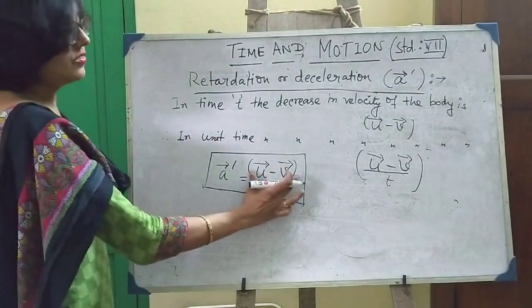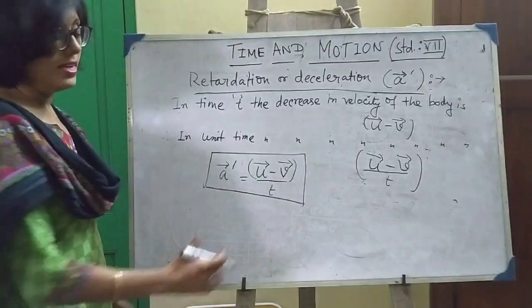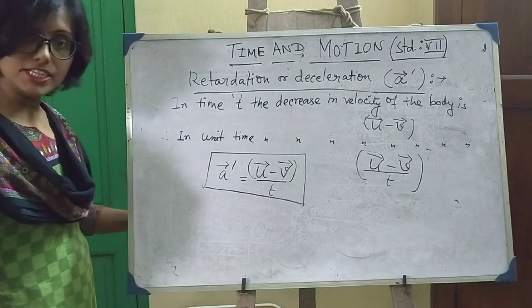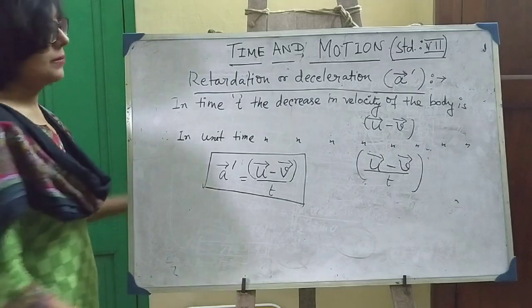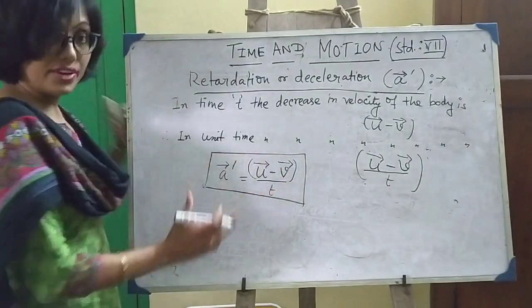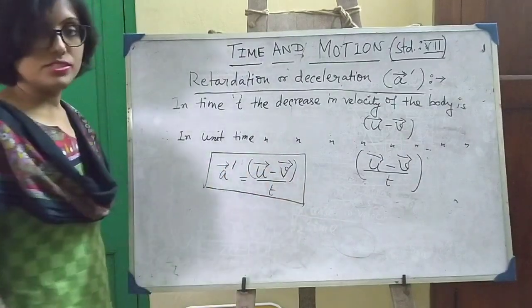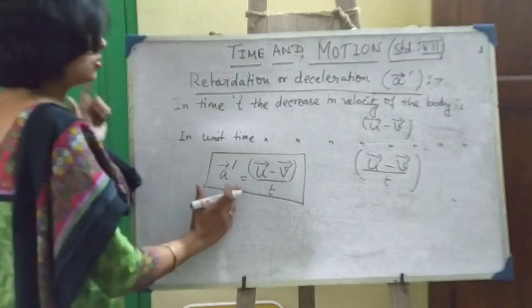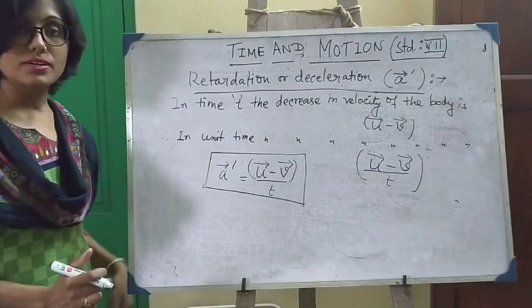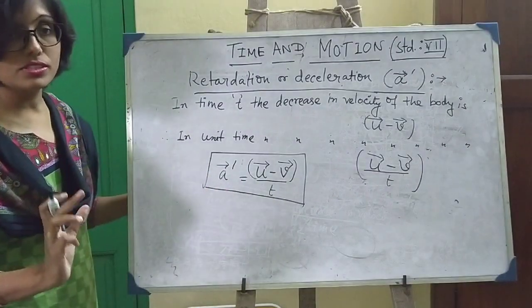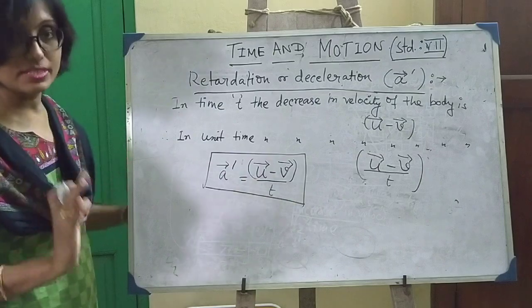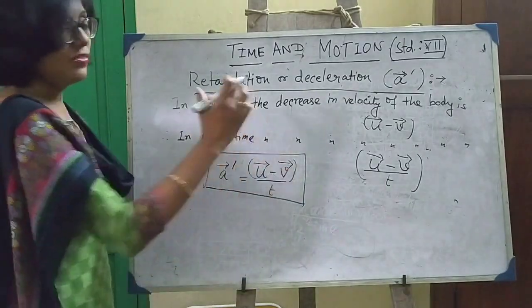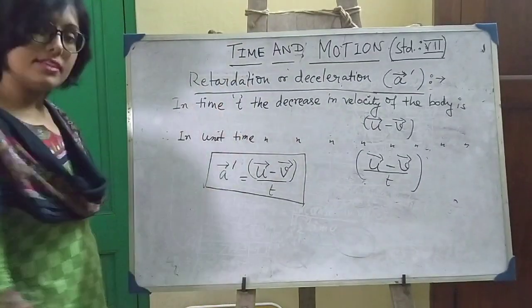The decrease in velocity of a body in unit time is known as its deceleration, or you can also say that the rate of decrease in velocity of a body is known as its deceleration. The rate of decrease in velocity, or decrease in velocity per unit time, means in the numerator decrease in velocity is there, and in the denominator time is there.